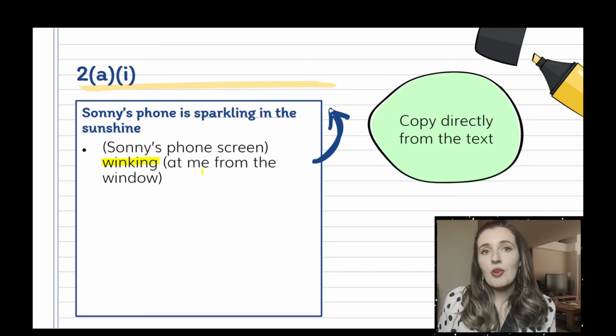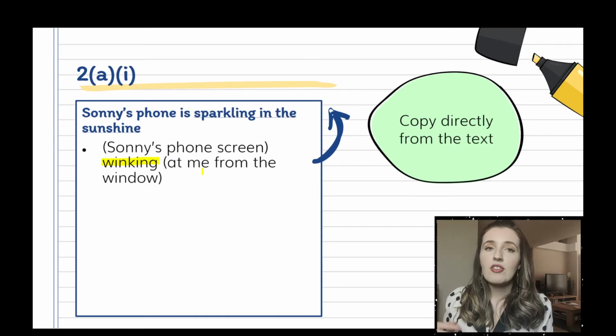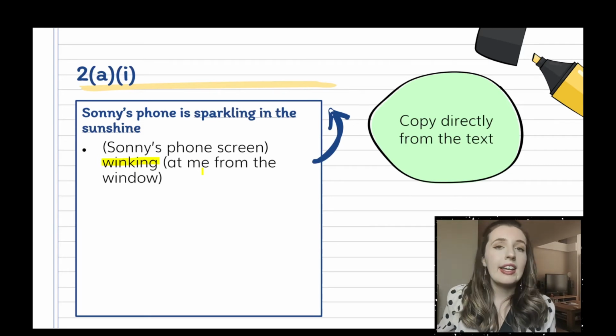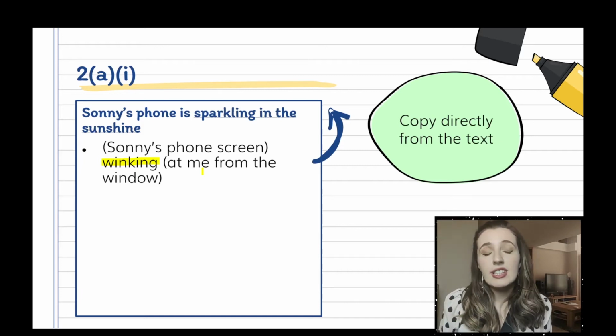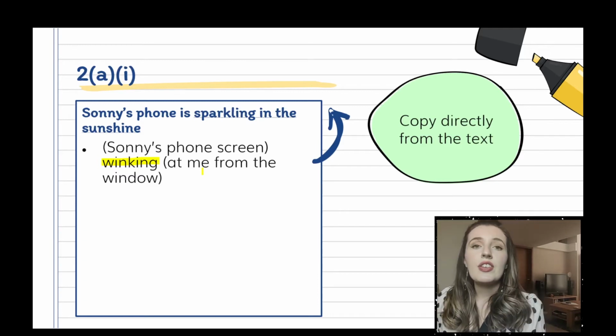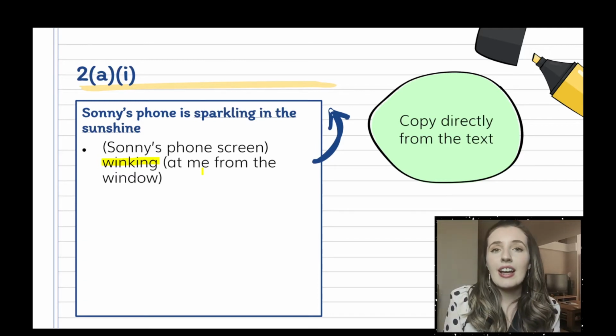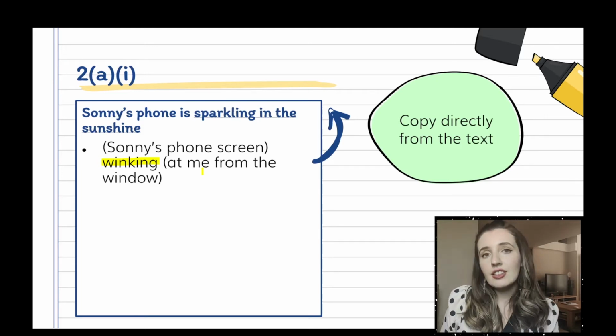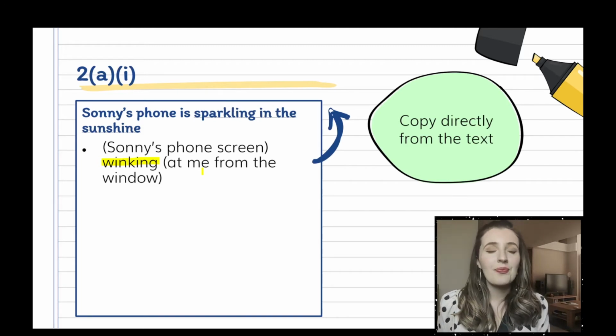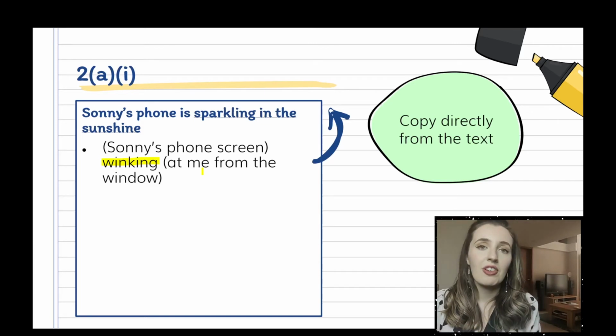Bear in mind, if you wrote anything other than that, if you wrote winking and blah blah blah, it's wrong. Because CIE want to see that you understand precisely the exact word or phrase that means the same thing. So even if you've got winking, if you put something else additional there, you have got that wrong. So cross it out and write a little note to yourself. Don't include any extra irrelevant information. And make sure that you did copy directly from the text. So CIE didn't want you to write it in your own words, they wanted you to copy it from the text.